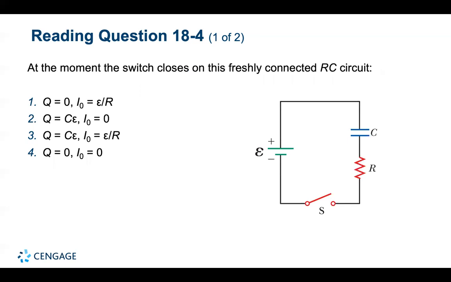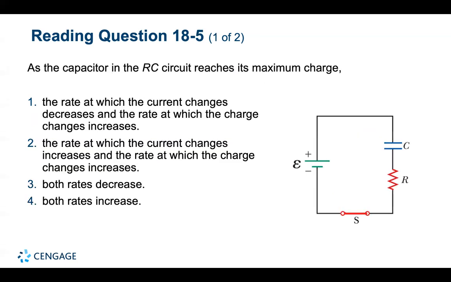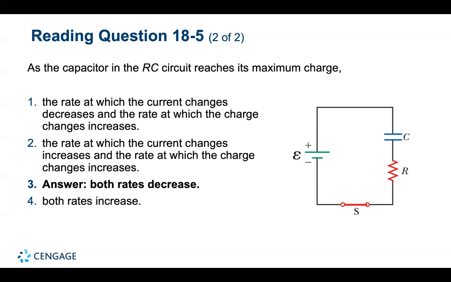At the moment the switch closes on this freshly connected RC, resistor-capacitor circuit, what happens? And the answer is Q equals 0 and I equals epsilon over R. Epsilon is the voltage of the battery, so V equals IR is the equation for the second part there. As the capacitor in the RC circuit reaches its maximum charge, so we have a diagram here with the switch closed, a capacitor and resistor, the answer is both rates decrease.